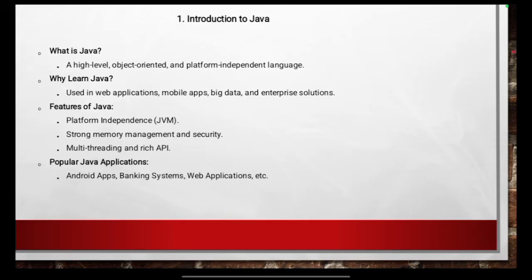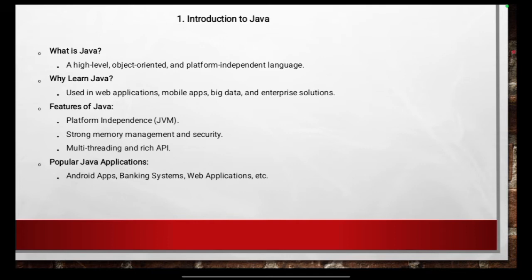Multi-threading support. Java supports multi-threading, which allows developers to write programs that can perform multiple tasks simultaneously. This feature is essential for high-performance applications like gaming, real-time systems, and servers.